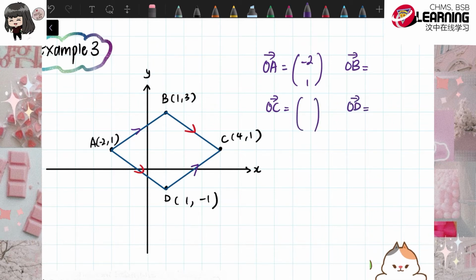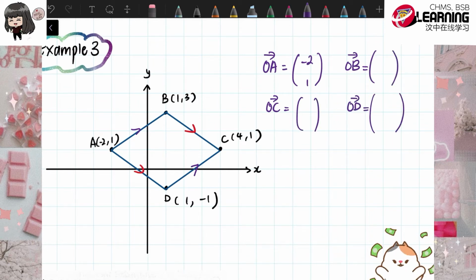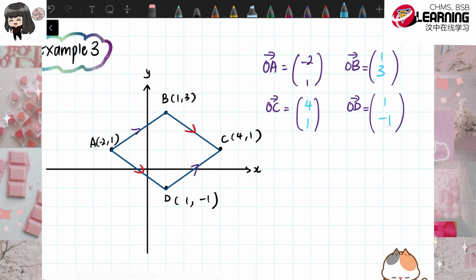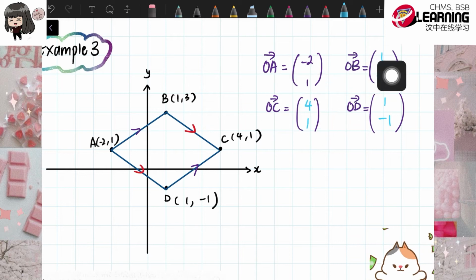Okay, can you do that now? Okay, you try. Okay, is it the same as mine? So after this session, I hope you understand more about position vector. It's the same as your coordinate because it's relative to your O.